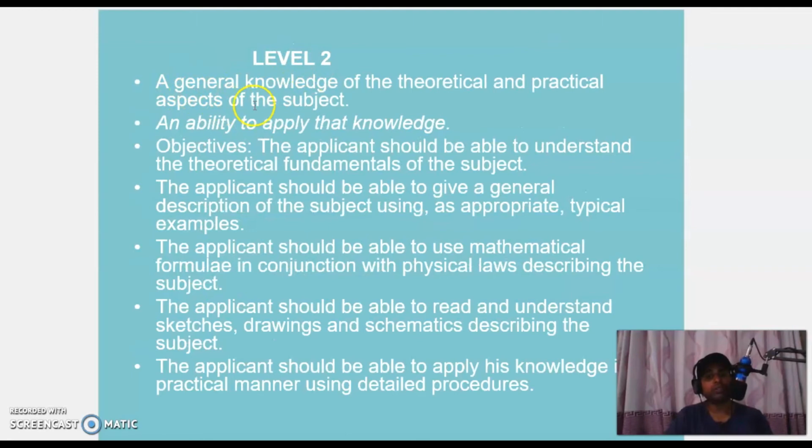About level 2: general knowledge of the theoretical and practical aspects of the subject, and the ability to apply that knowledge. Objectives: the applicant should be able to understand the theoretical fundamentals of the subject, and give general descriptions of the subject using appropriate typical examples. The applicant should be able to use mathematical formulae in conjunction with physical laws describing the subject. The applicant should be able to read and understand sketches, drawings, and schematics describing the subject. The applicant should be able to apply his knowledge in a practical manner using detailed procedures.